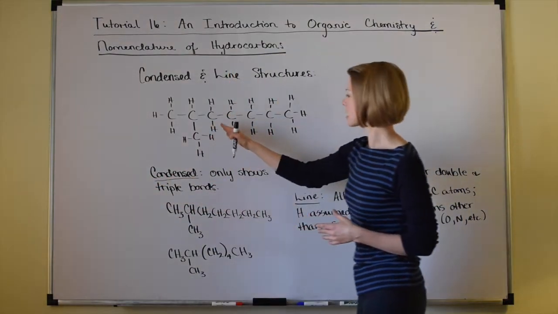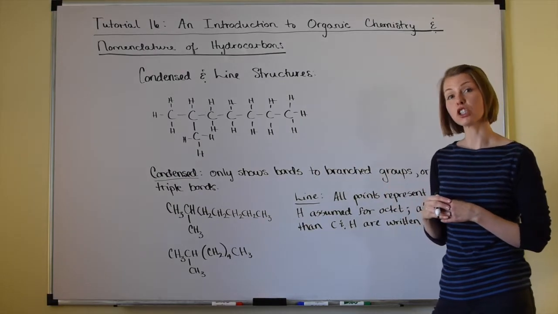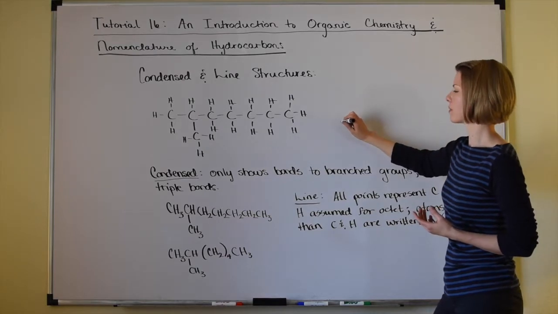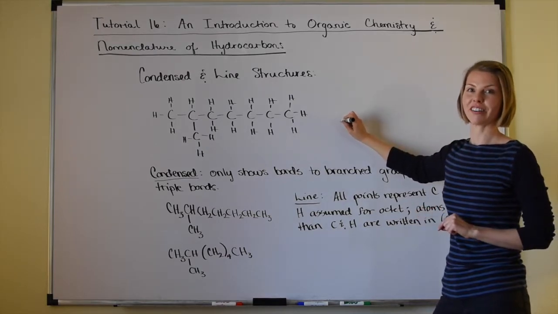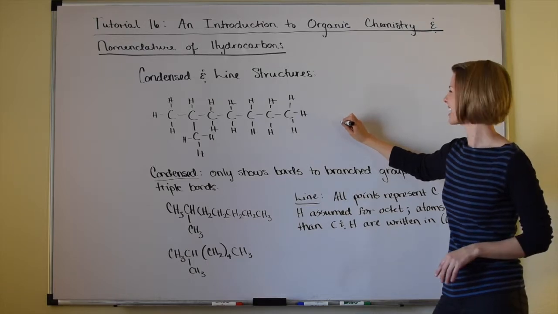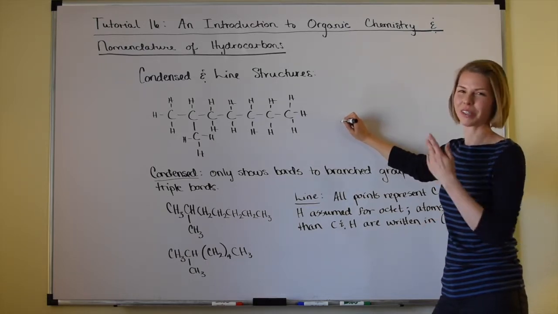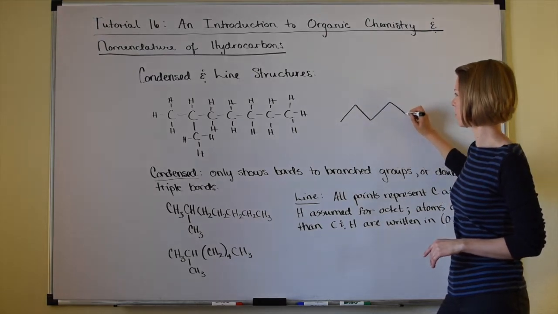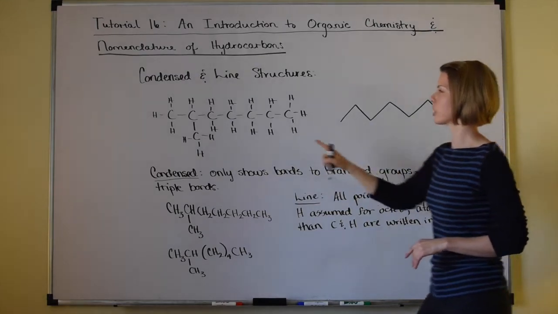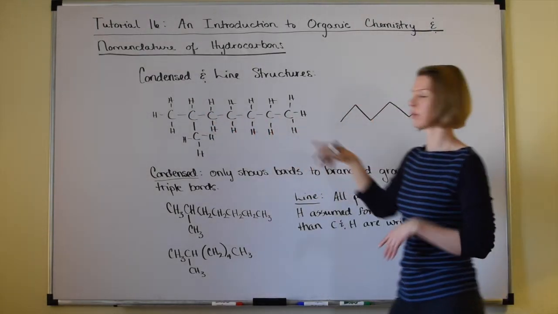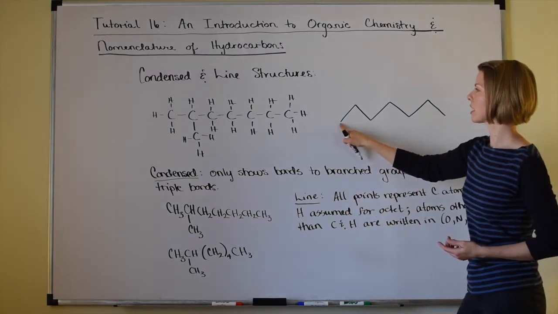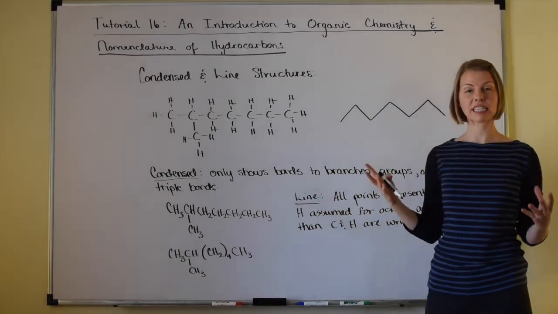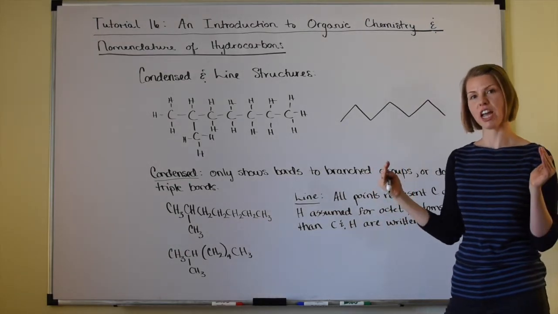Okay, so let's take this example again and turn it into a line structure. Take your pencil or your pen and set it down. That's your first carbon right there. You didn't even do anything, but that's a carbon. Now you can either go up or down. I always go up. So this is 1, 2, 3, 4, 5, 6, 7. We're trying to show heptane. There's my 7 carbons in my heptane chain.